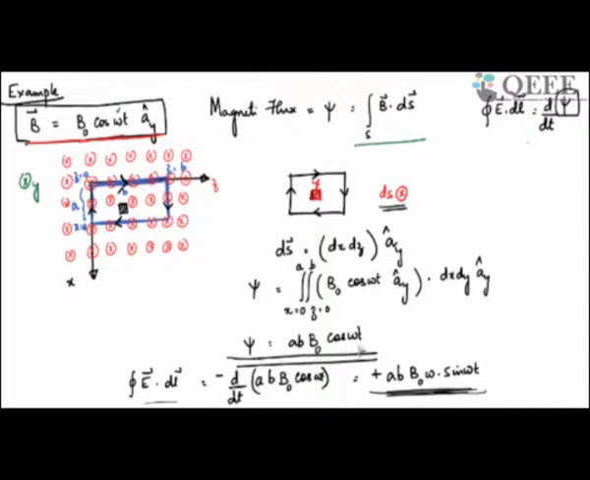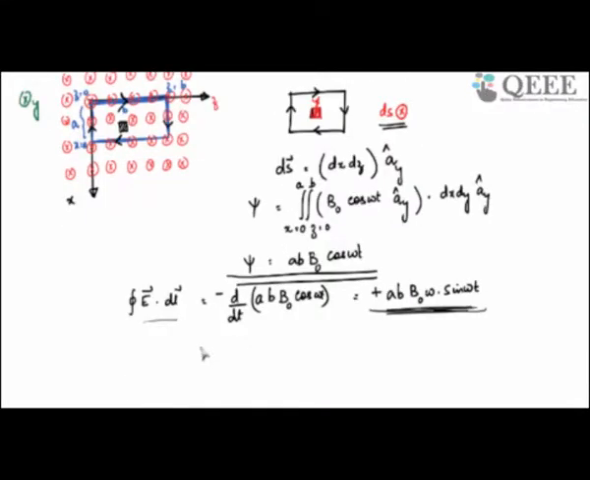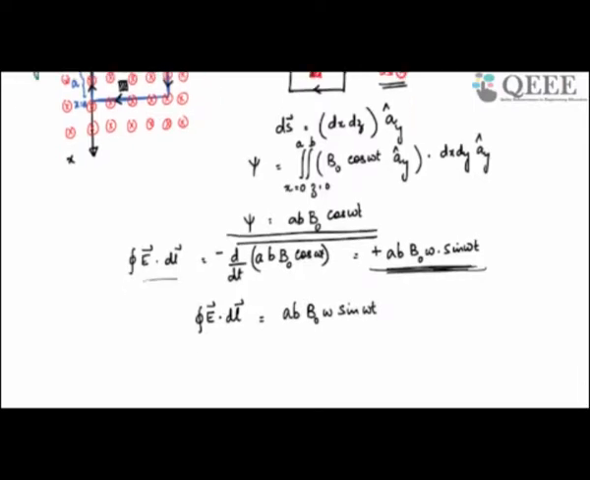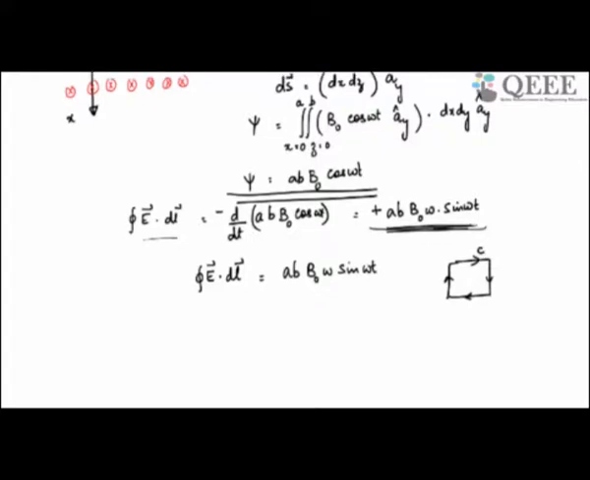We got the flux as a b B naught cos omega t, and I apply Faraday's law, so I got the loop integral of E dot dl equal to a b B naught omega sin omega t. Obviously, this is the induced EMF, and the direction of current because of this induced EMF is this way. If this is the loop, because I calculated this circulation, the direction of current is shown there. Now, there is a very interesting understanding that we can make from this example.